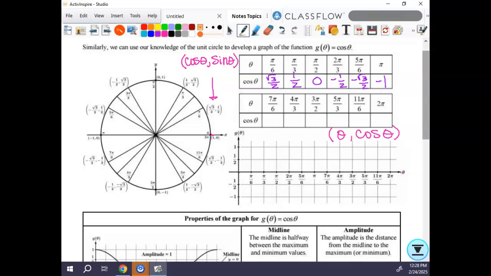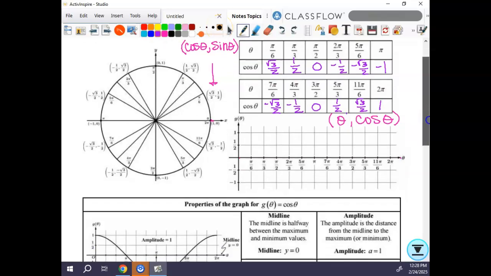All right, 7 pi 6. I'm now in the third quadrant. In the third quadrant, is cosine positive or negative? It's negative, right? So it's negative square root of 3 over 2, negative 1/2. No such thing as negative 0, so it's just 0. Now I'm on to the fourth quadrant. Is cosine positive or negative? Positive. So this is going to be a positive 1/2, positive square root of 3 over 2, and a positive 1. Okay, everybody good with those?